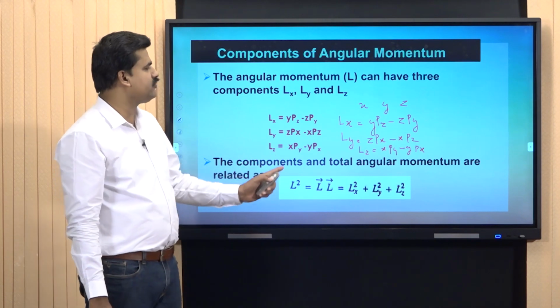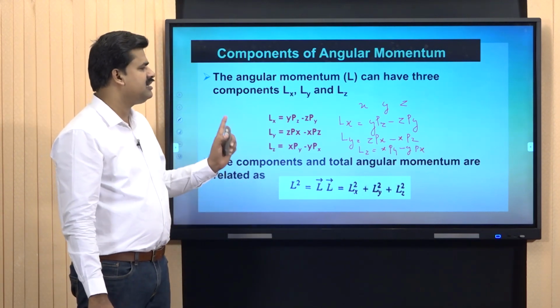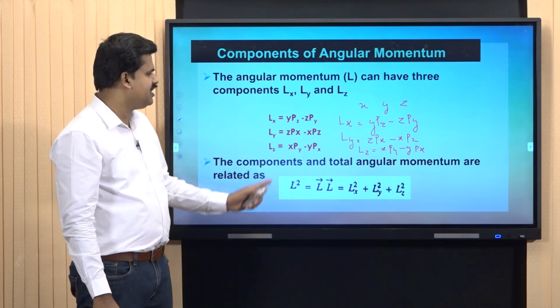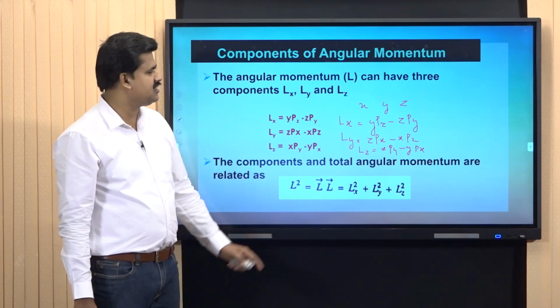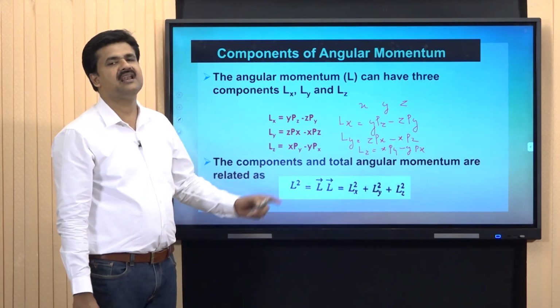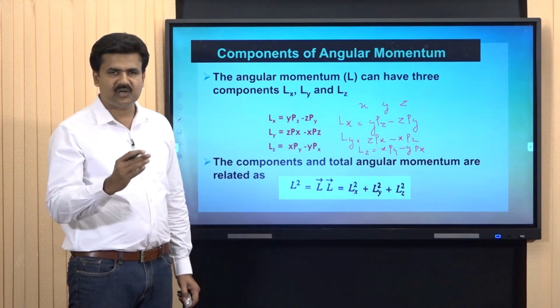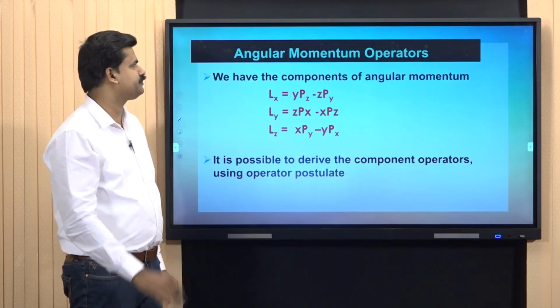The components of angular momentum are related to the total angular momentum by the relation L square equals Lx square plus Ly square plus Lz square. This is the relation connecting total angular momentum and its components.